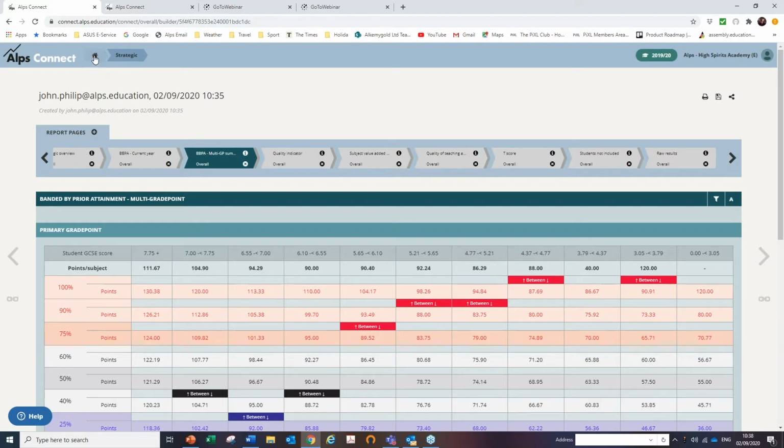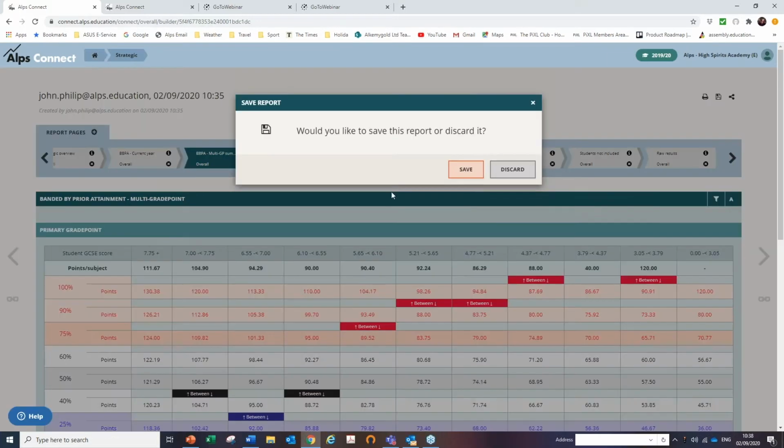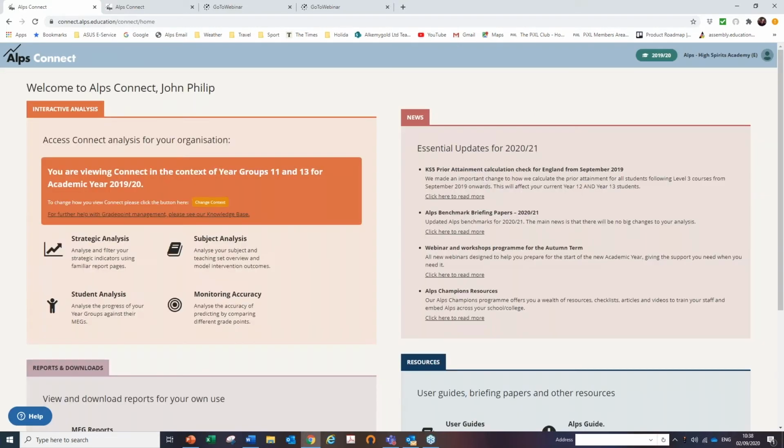However, I did say this was the least interesting part and one that is probably very familiar to all of you. So I'm going to discard that report now rather than saving or sharing it, and I'm going to move away from strategic analysis to subject analysis.